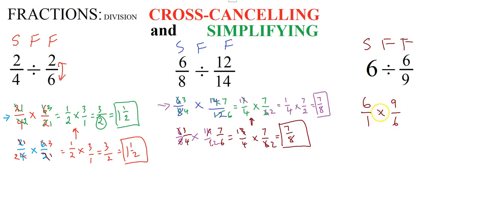Now I can look for some easy wins with simplifying or cross-cancelling. I'll do some cross-cancelling here. 6 this way, 6 and 6 on the diagonal, both of them can be divided by 6. So 6 divided by 6 is 1, and 6 divided by 6 is 1. Now I can get on with it. 1 times 9 is 9, 1 times 1 is 1. 9 divided by 1 is 9. And that's the answer.